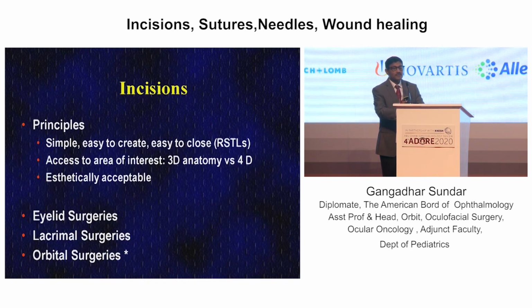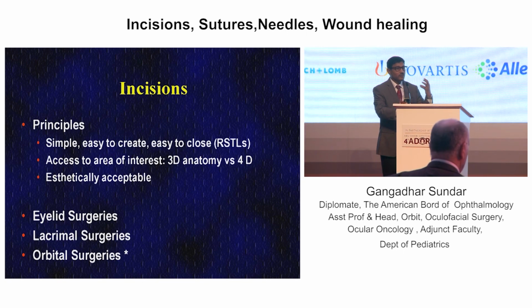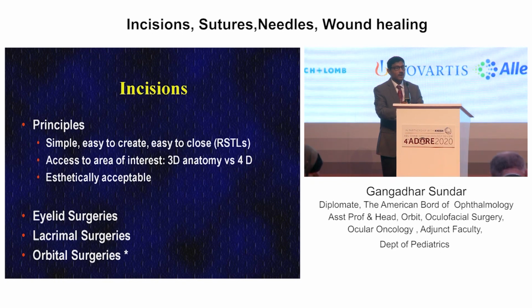When you talk about incisions as such, a good incision is one that is very simple to follow and create. It's easy to close, sometimes even non-closure of wounds, just applying a glue and opposing the ends like we do in endoscopic DCR, is a classic example of a very good incision, where you don't even need a suture to oppose the wound itself. It should directly or indirectly give you access to the area of interest. And finally, at the end of the day, the worst thing that patients always fear when you make an incision is, am I going to have a scar? So it should be aesthetically acceptable.